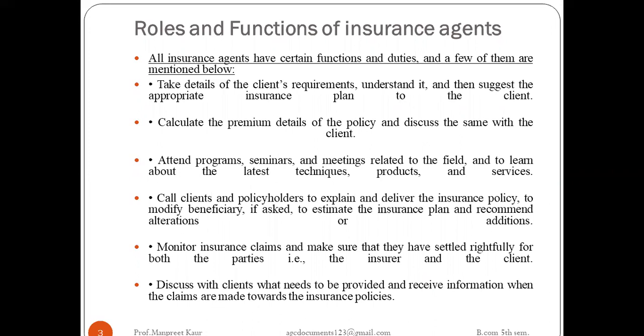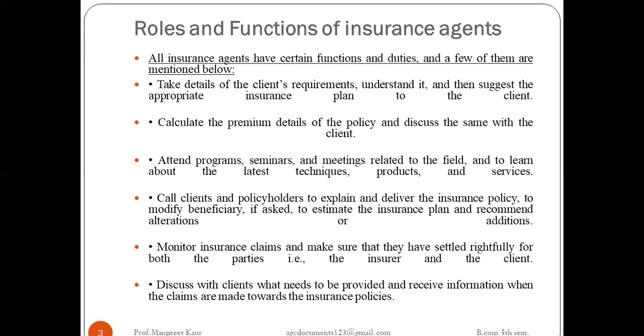So any kind of additional information, any kind of additional plans and the number of alternatives must be provided by the agents to the number of clients related to the insurance plans. Next one is to monitor insurance claims and make sure that they are settled rightfully for both the parties, that is the insurer and the client.